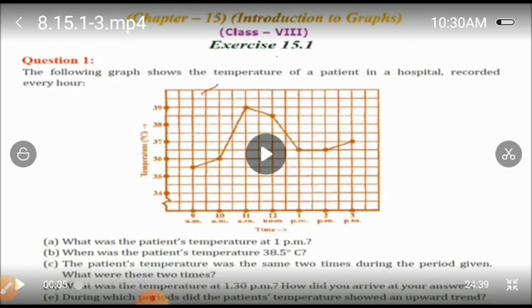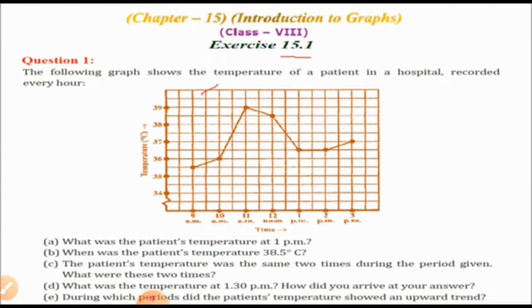The following graph shows the temperature of a patient in a hospital recorded every hour. Students, here it is given a chart of the patient showing the temperature each and every hour. Now they ask us some questions, A, B, C, D, E. What was the patient's temperature at 1 p.m.? When was the patient's temperature 38.5 degrees centigrade? The patient's temperature was the same 2 times during the period given. What were these 2 times?